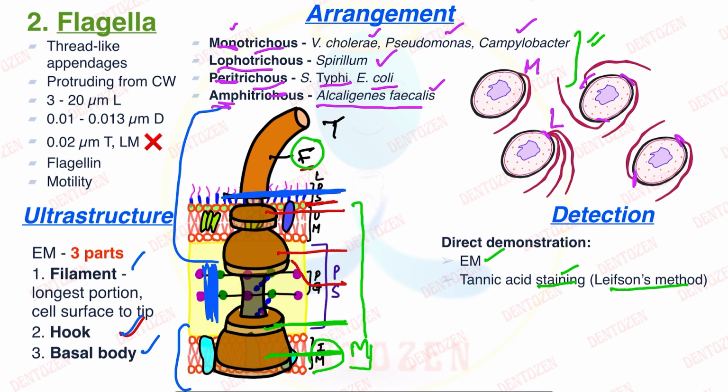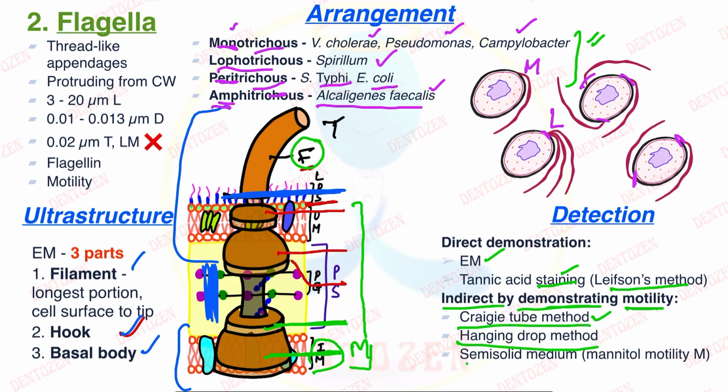So if we can see motile bacteria, that means they have flagella. So the indirect method of demonstration is by demonstrating the motility of bacteria. And how do we demonstrate motility? By the Craigie tube method, then by the hanging drop method, by semi-solid media, where these motile bacteria may show spreading growth, and then dark ground or phase contrast microscopy. These flagella may also be mordanted, that is, mordants can be added to them to make them thicker, and that can make them visible.